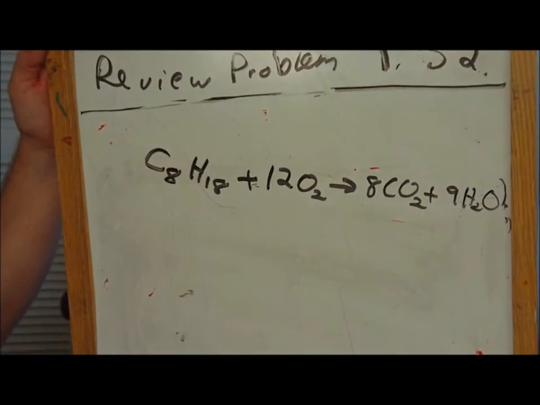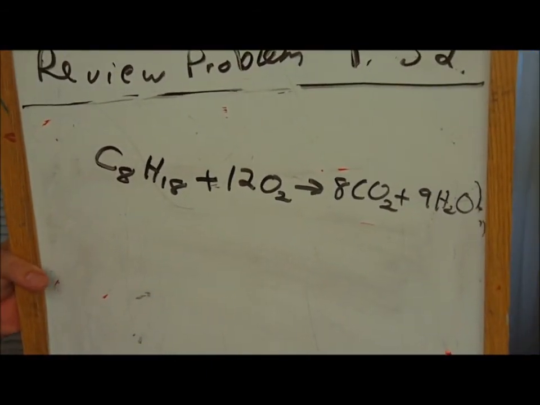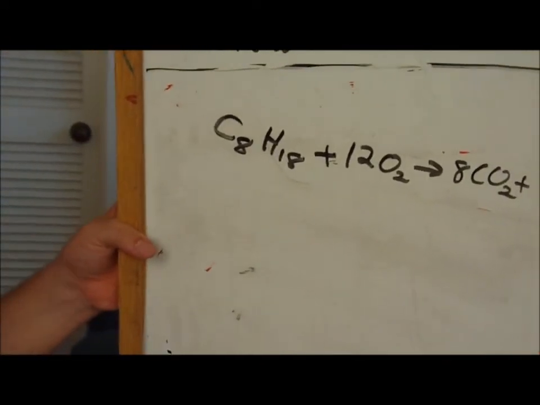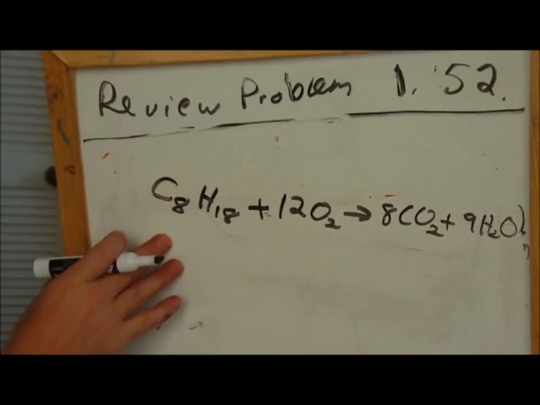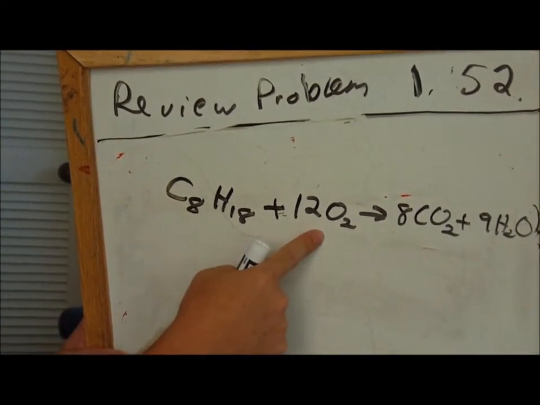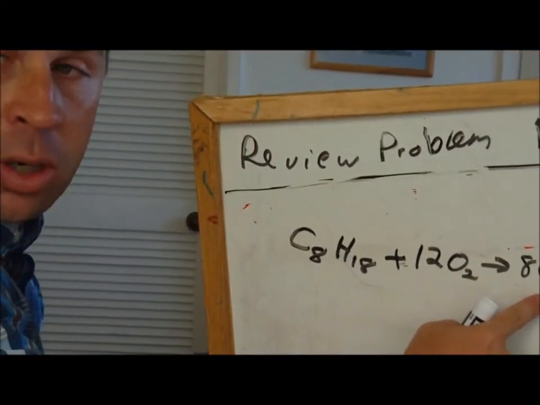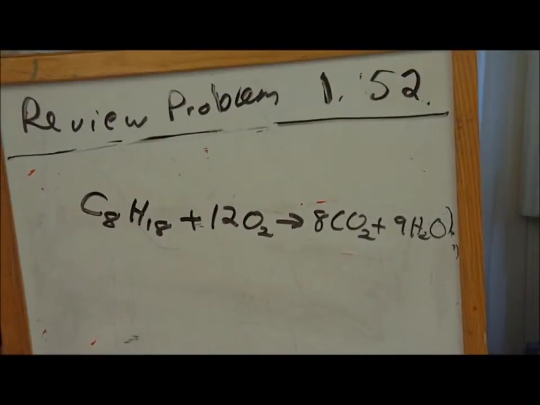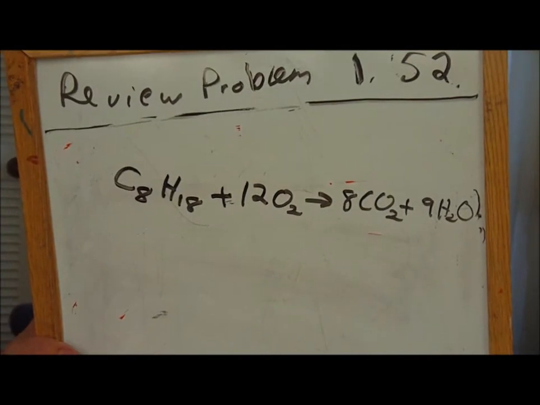All right, so is it balanced? If not, what is the smallest set of coefficients that would make the equation balanced? So basically, balance the equation and tell us what the balanced equation is. Let's translate this into English. It says 1 octane plus 12 oxygen molecules yields 8 carbon dioxides plus 9 waters. All right? So that is the English translation there.